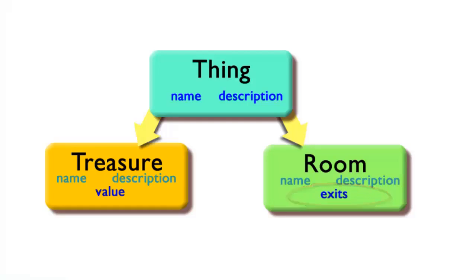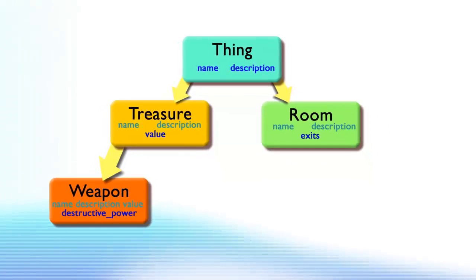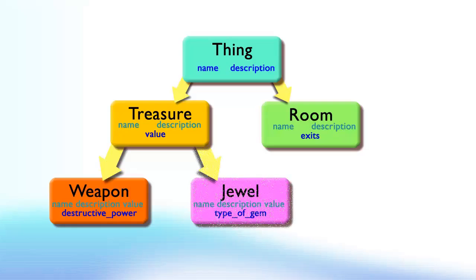Now when I talk about features in real code, these might be a combination of data, variables, and behavior, that's methods. And I can carry on creating further levels of subclasses. Here, weapon descends from treasure. It inherits the name, description, and value, and it adds on destructive power. Meanwhile, the jewel class descends from treasure too. So it has a name, description and value as well, and it adds on one more feature, type of gem.